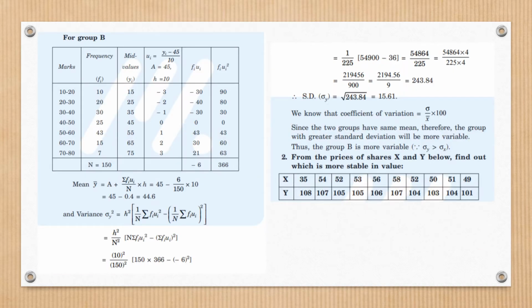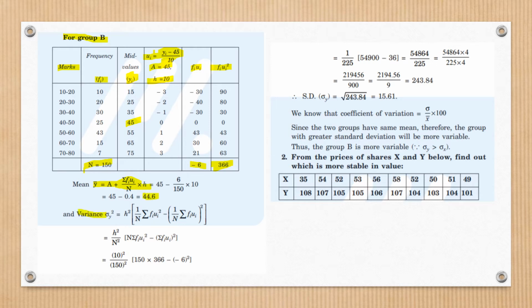Similarly for group B, I'll calculate the same thing. This is my marks, these are fi frequency, yi mid values, and this is my ui. ui is yi minus 45 upon 10. Assumed mean is 45, h is 10. This is my n, then this is fiui, fiui square. This is -6, 366. And the formula for mean for group B is y bar equals A plus summation fiui upon n into h, which is 44.6. So the mean is the same.